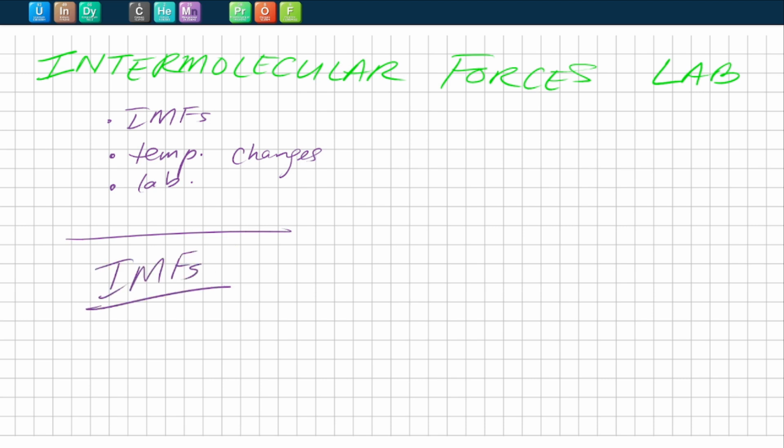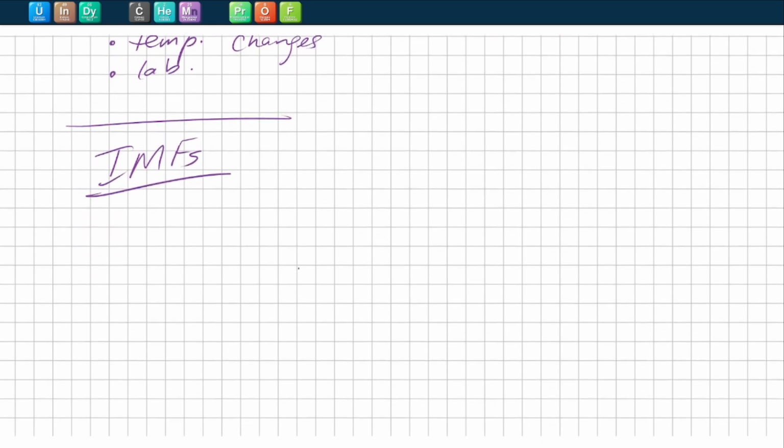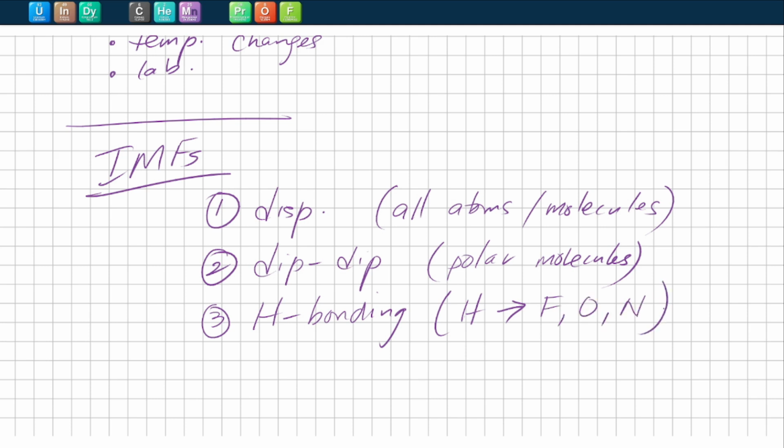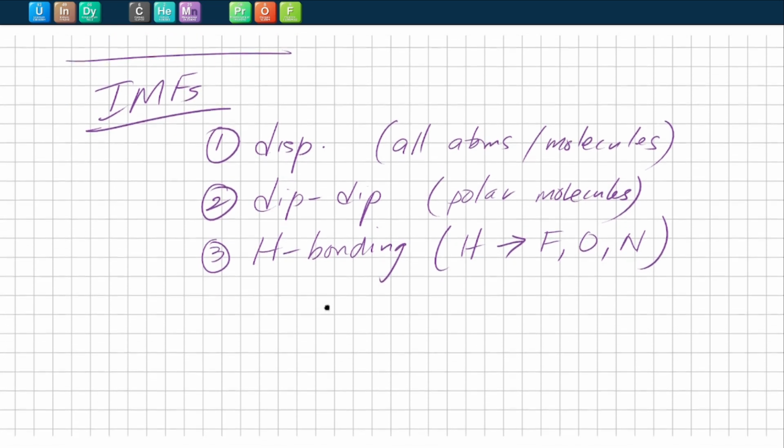Instead of going over all of intermolecular forces, I'm just going to remind you of the three different kinds of intermolecular forces that you might encounter in this lab. The first is dispersion forces, the weakest of the three. But this occurs for all atoms and molecules, right? So even though they're the weakest, every single atom or molecule would have dispersion between them. There's also dipole-dipole, which only affects polar molecules. And then the third one I want to mention for today is hydrogen bonding, which affects hydrogen connected to fluorine, oxygen, or nitrogen. So those are the three that we're going to see a lot of today.